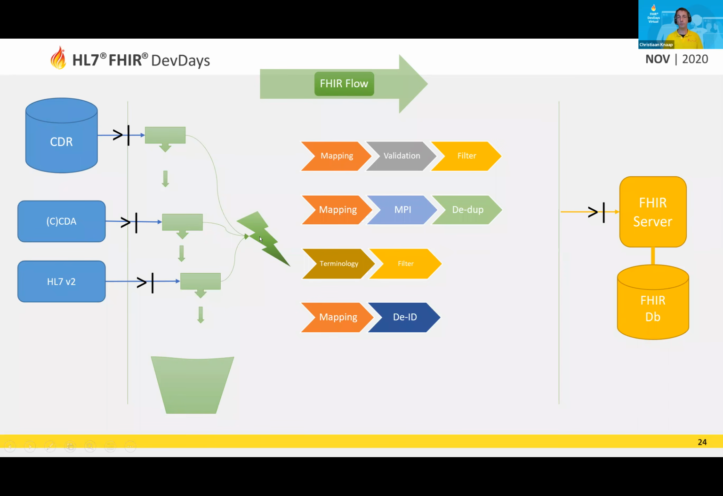So based on the type of message, a route is being chosen through this FHIR flow, and in the end, it could be sent to the FHIR server for storage. Or you could do something else with it, of course.